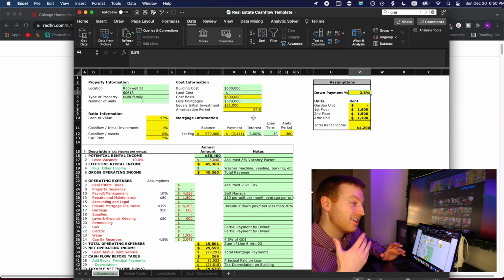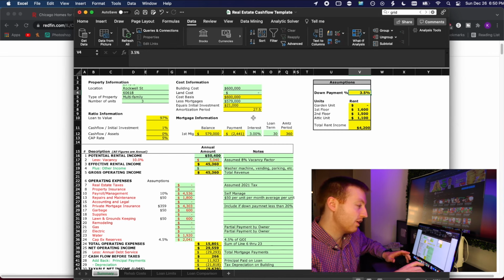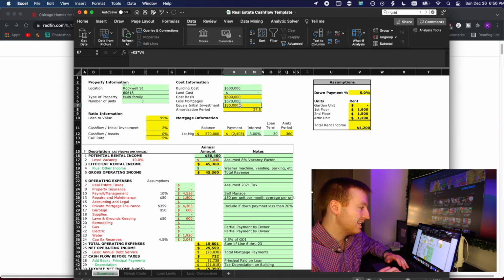So I like to put down 3.5%, 5%. There's special programs out there. But say if you want to put down 10%, or 20%, it's gonna update these numbers automatically. So let's just start, say we're gonna do a 5% down. So that means we're gonna put down $30,000 as the down payment, which is gonna be a $570,000 mortgage that we're gonna get on this building.